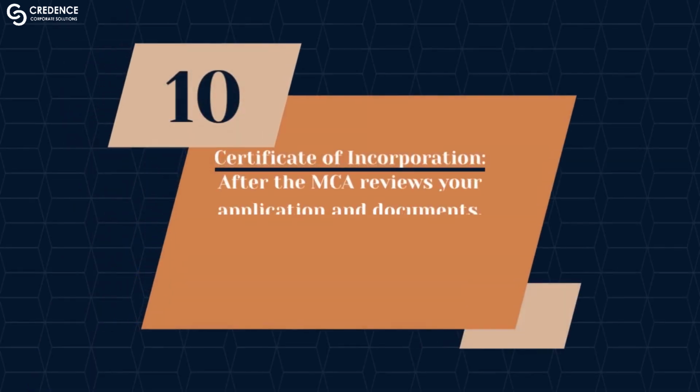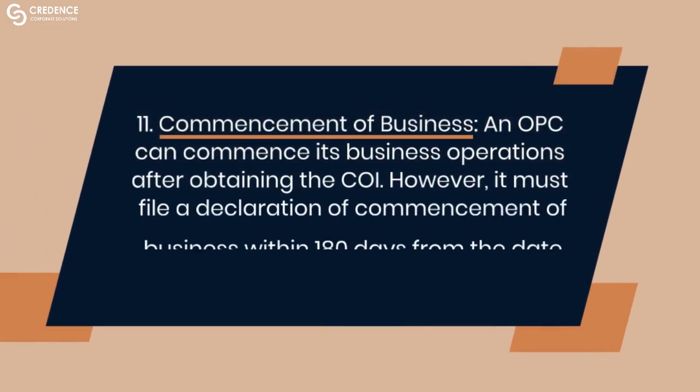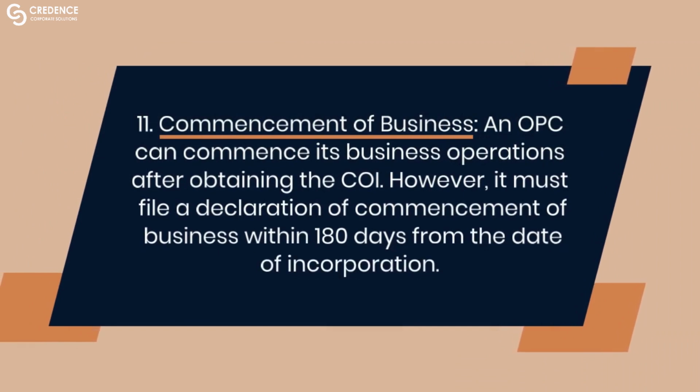10. Certificate of Incorporation. After the MCA reviews your application and documents, you'll obtain the Certificate of Incorporation, COI, confirming your OPC's official existence. 11. Commencement of business. An OPC can commence its business operations after obtaining the COI. However, it must file a declaration of commencement of business within 180 days from the date of incorporation.